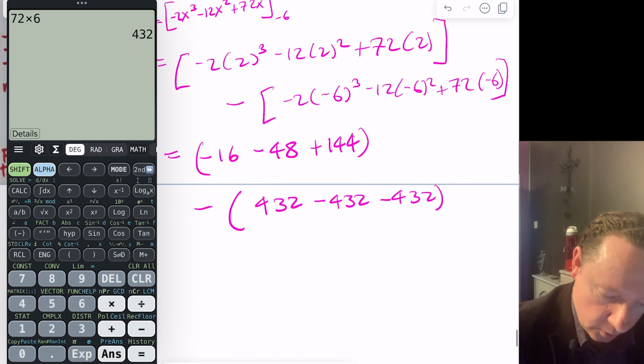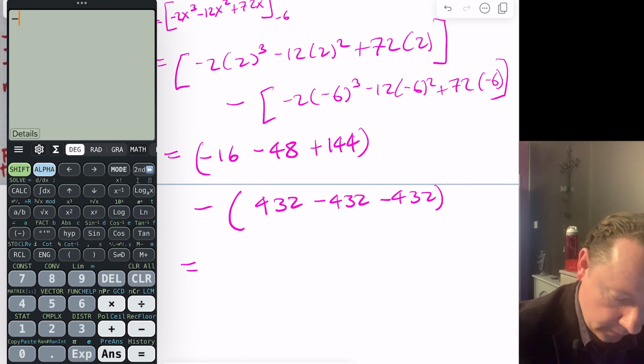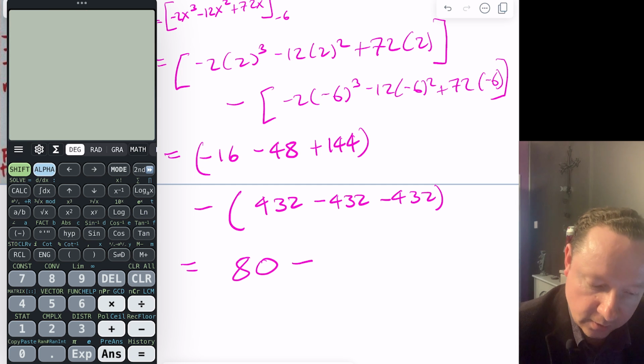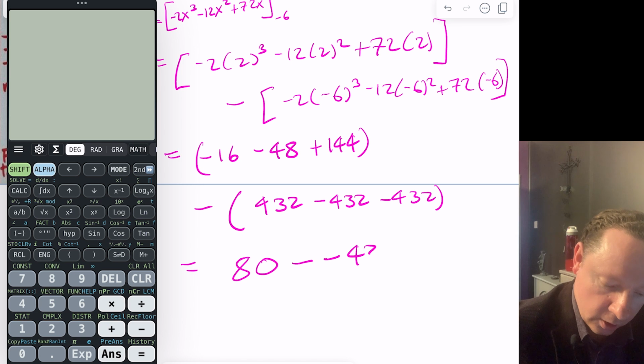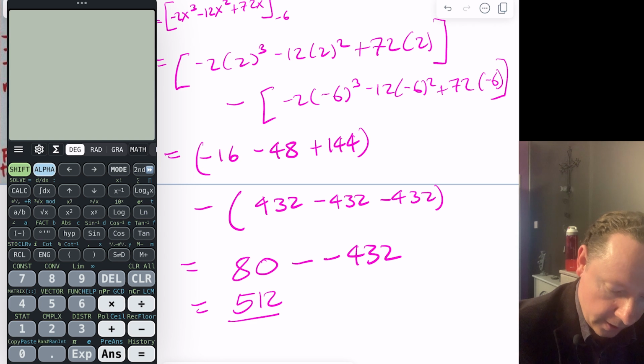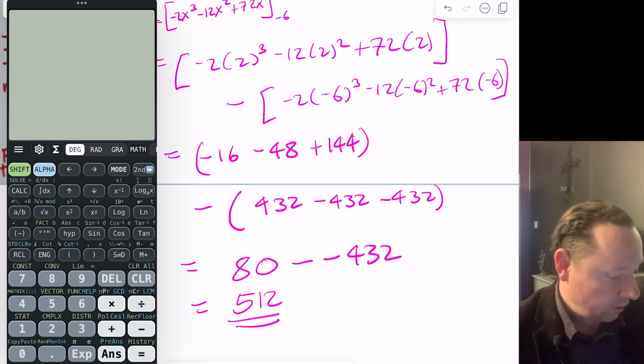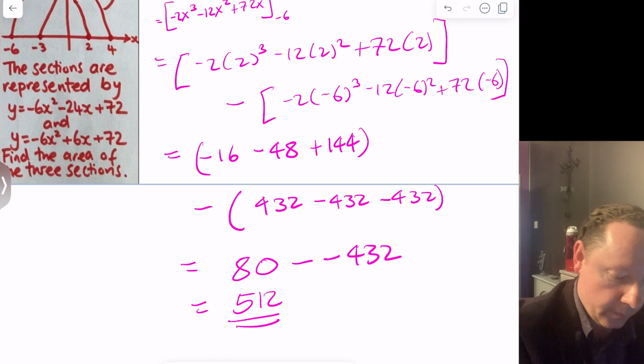So now just putting all these numbers in my calculator, I've got minus 16 minus 48 plus 144 is 80. Take away should be obvious. 432 minus 432 is nothing. Minus 432 is minus 432. So I've got a double minus. Minus 432 plus 80 is 512. If you're not sure of that, just use your calculator. So there we go. We've got 512 for our first area, and we've got 2 or 3 more to do.